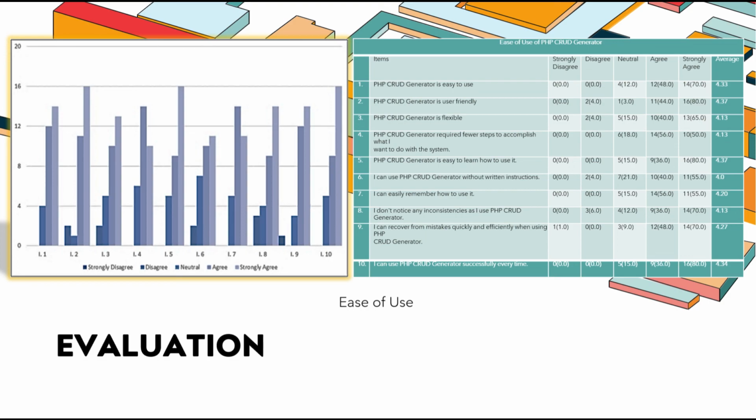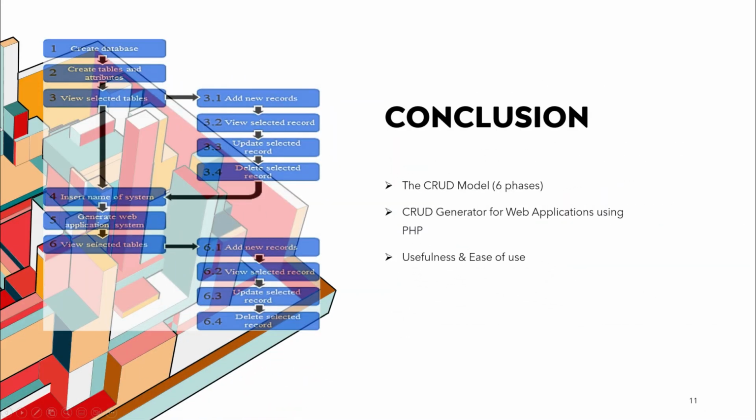In conclusion, we produced the CRUD model, which consists of 6 phases. The model helped develop a CRUD generator for web applications using PHP. The essential things are usefulness and ease of use.